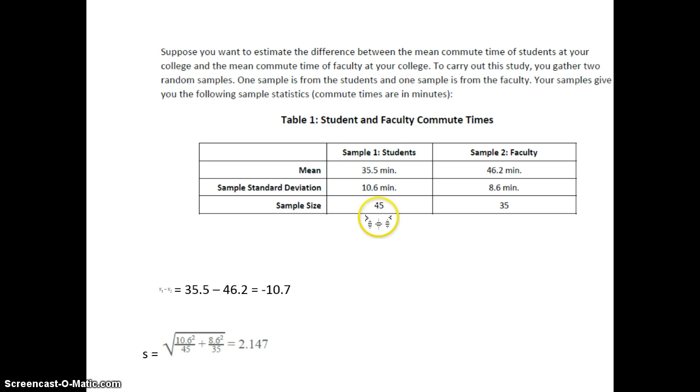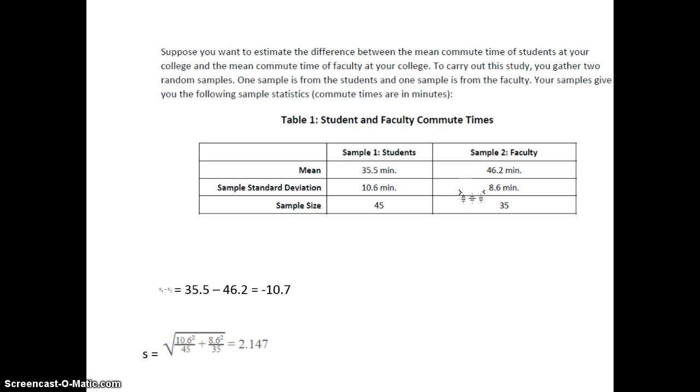So for the students, sample size of 45. For the faculty, sample size of 35. The sample sizes do not need to be the same. Here is your X bar for the students, 35.5. Here is your X bar for the faculty, 46.2. Here is your S, your sample standard deviation for the students, 10.6. And here is your sample standard deviation for the faculty.